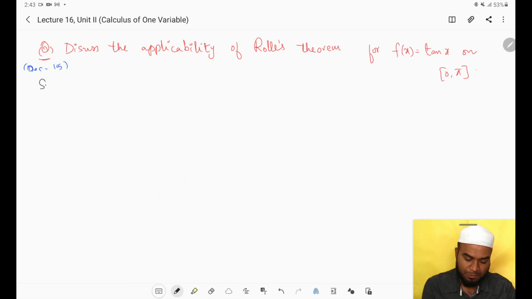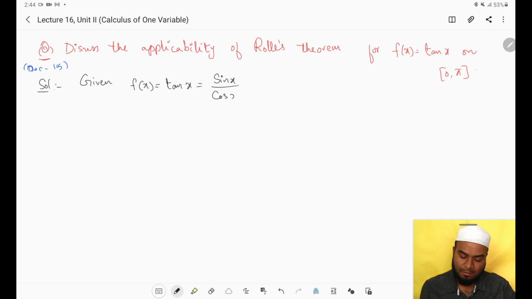Right, now we will see the solution of this. We have to check whether Rolle's theorem is applicable for this function f of x equals tan x on the closed interval 0 comma pi. So what is given, that we have to write here. Given f of x equals tan x, this tan x can be written as sin x by cos x, and the given interval is 0 comma pi. Now we have to check whether those three conditions will be satisfied by the function tan x or not, right?